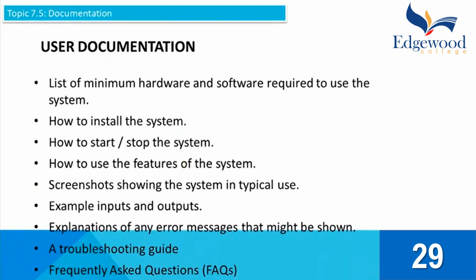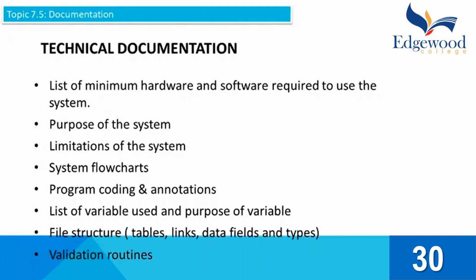Okay, I'm just looking at the purpose of the system or program and software package, which is also in the technical documentation, because most of the time you might be given a kind of objective question and they list out those features of the documentation and ask you whether it is technical or user or both. Okay, now for the technical documentation, we look at the list of minimum hardware and software required to use the system. We look at the purpose of the system, which is also part of the user documentation, the limitation of the system is also part of the user document. We look at the system flowchart, program coding and annotations.